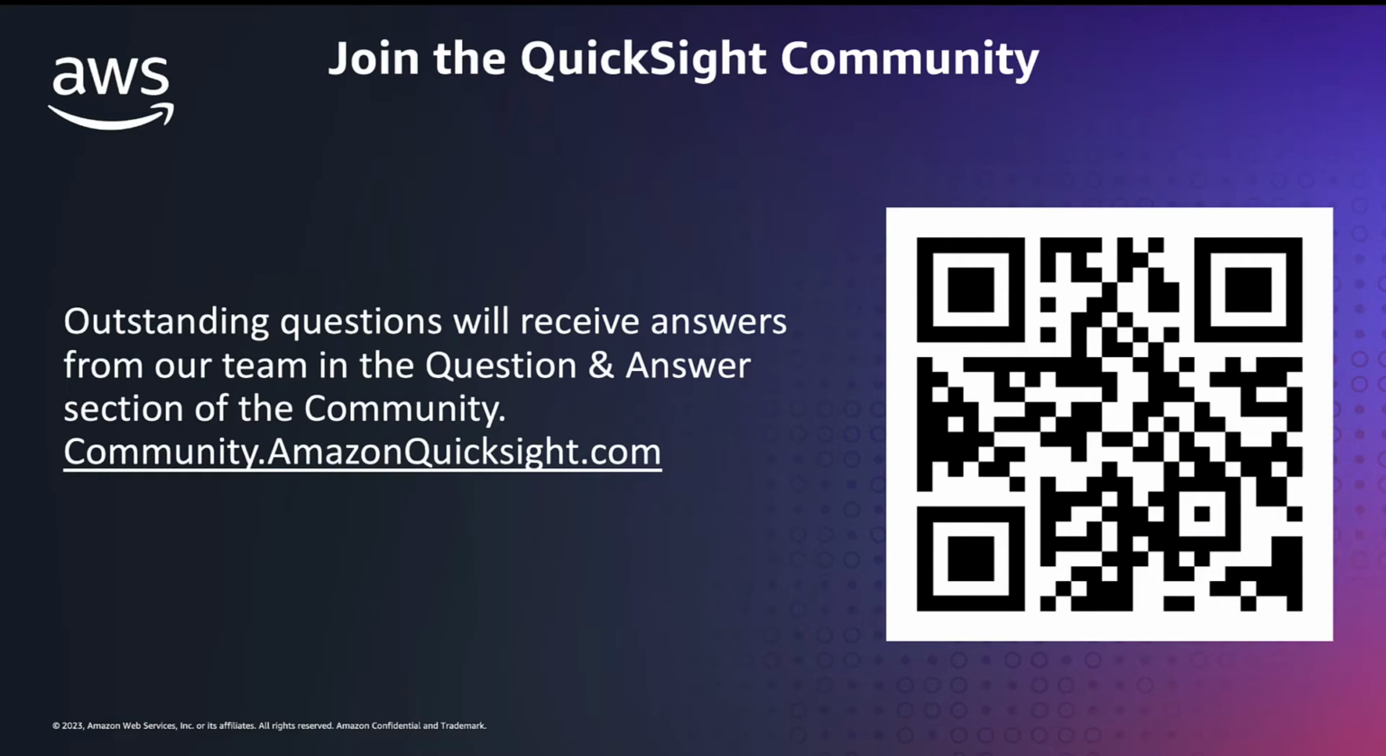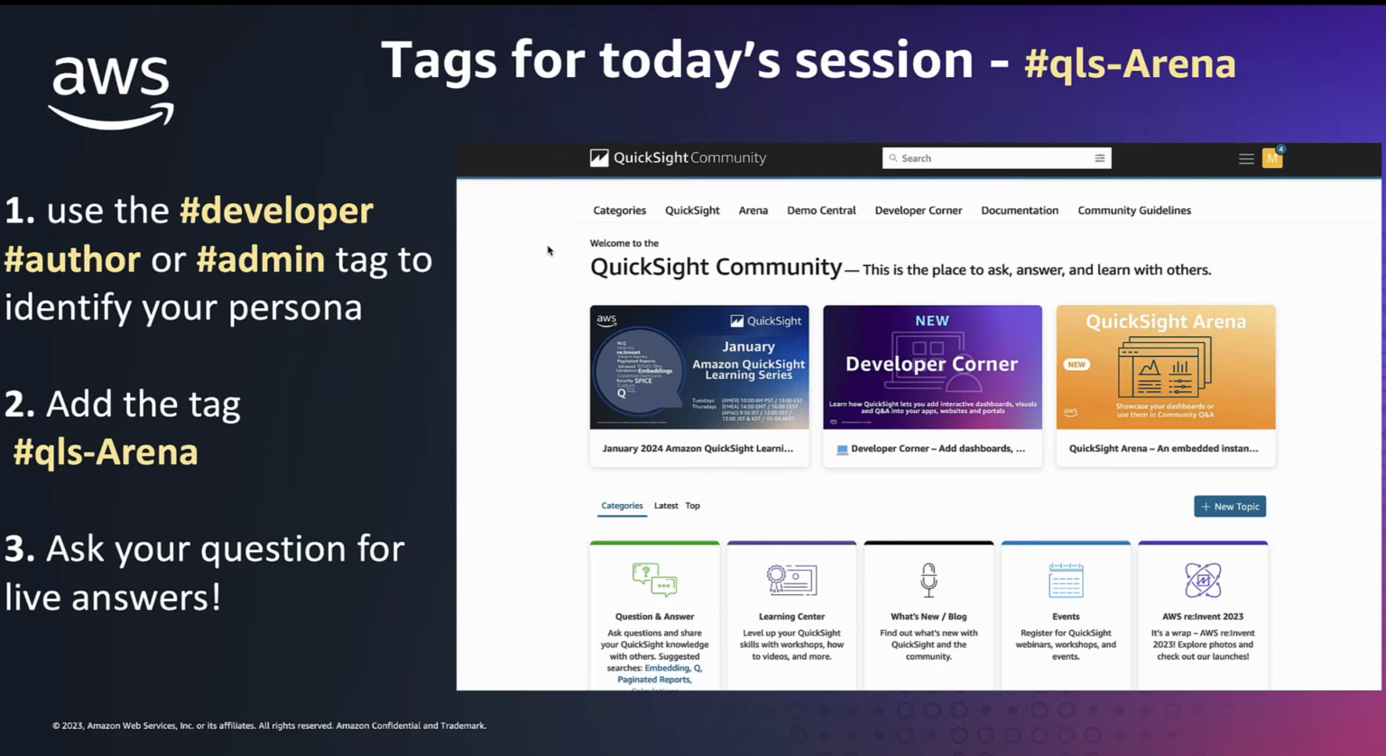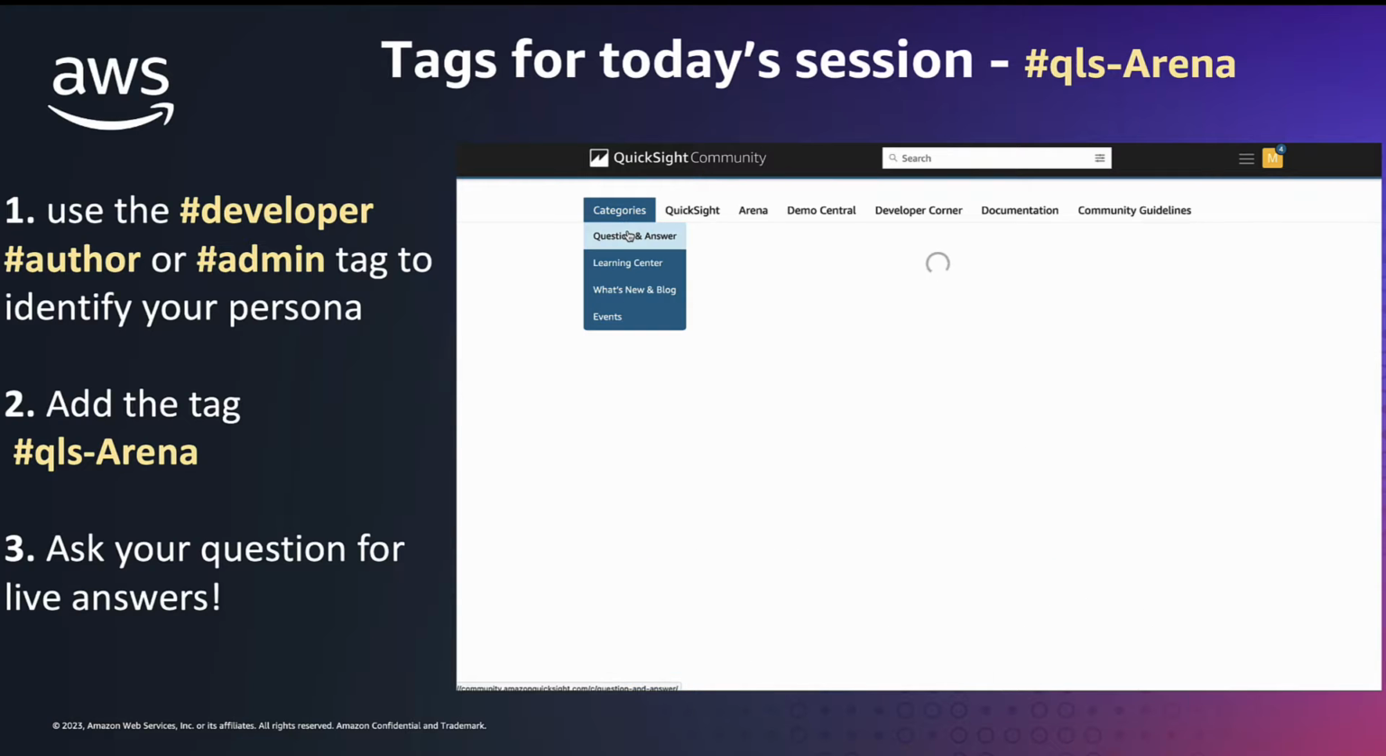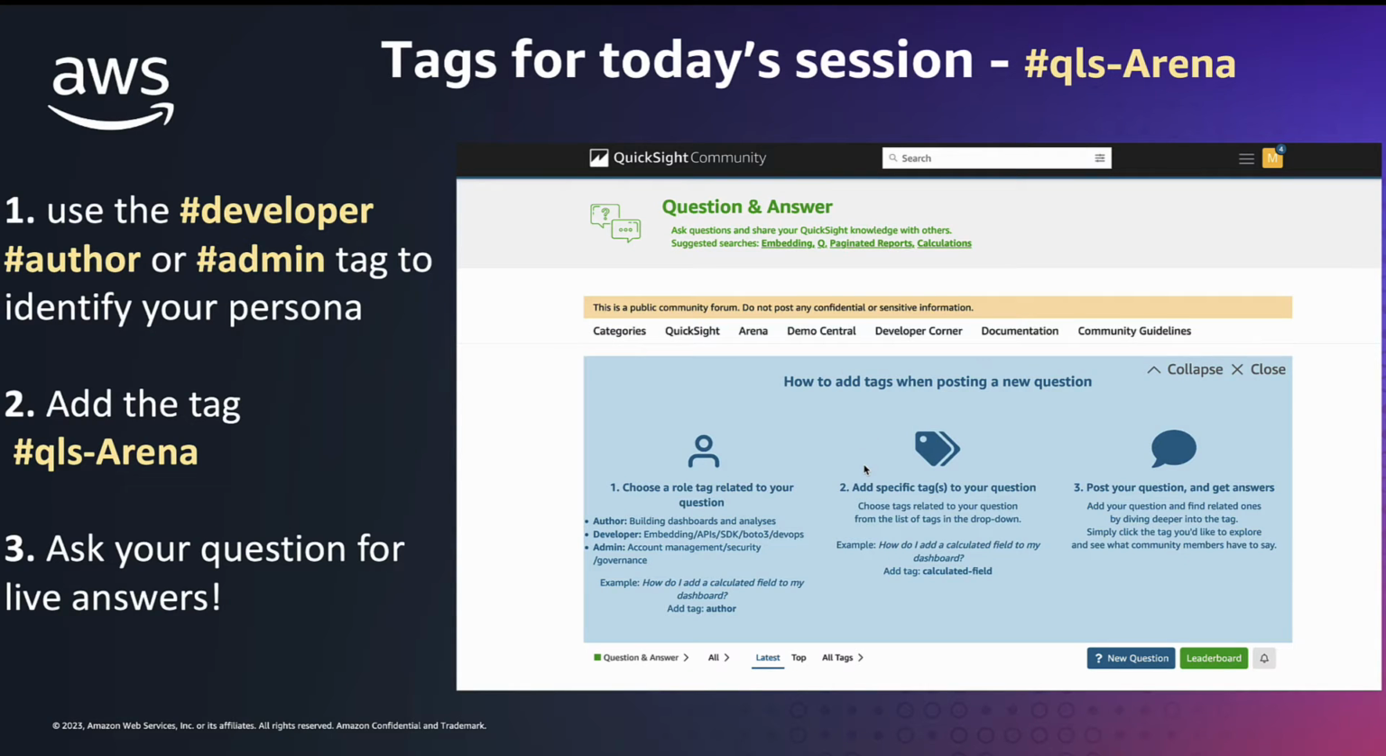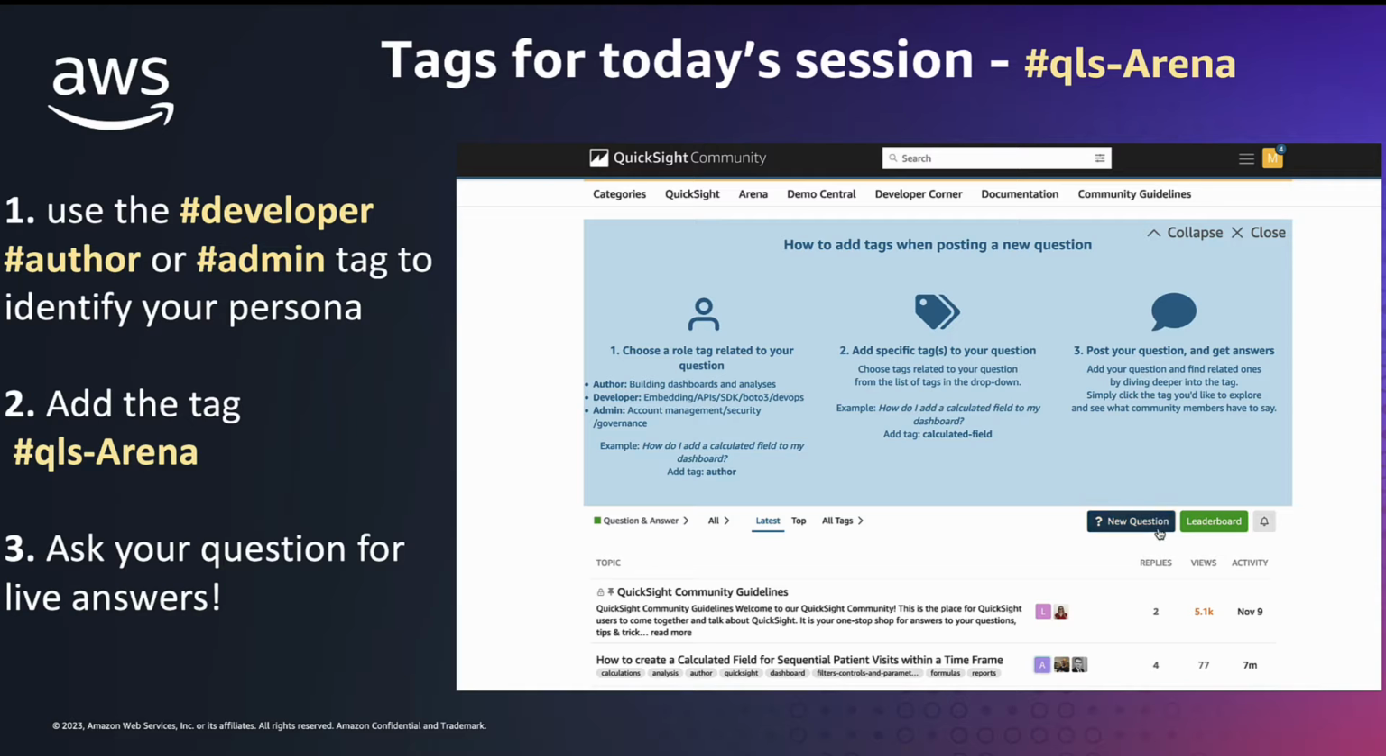Before we get into today's topic, we encourage you to join the QuickSight Community, which is where we'll be answering questions on today's session and where the QuickSight Arena is located. To ask questions about today's session, go to the QuickSight Community, go to Question and Answer, and press Type a New Question.